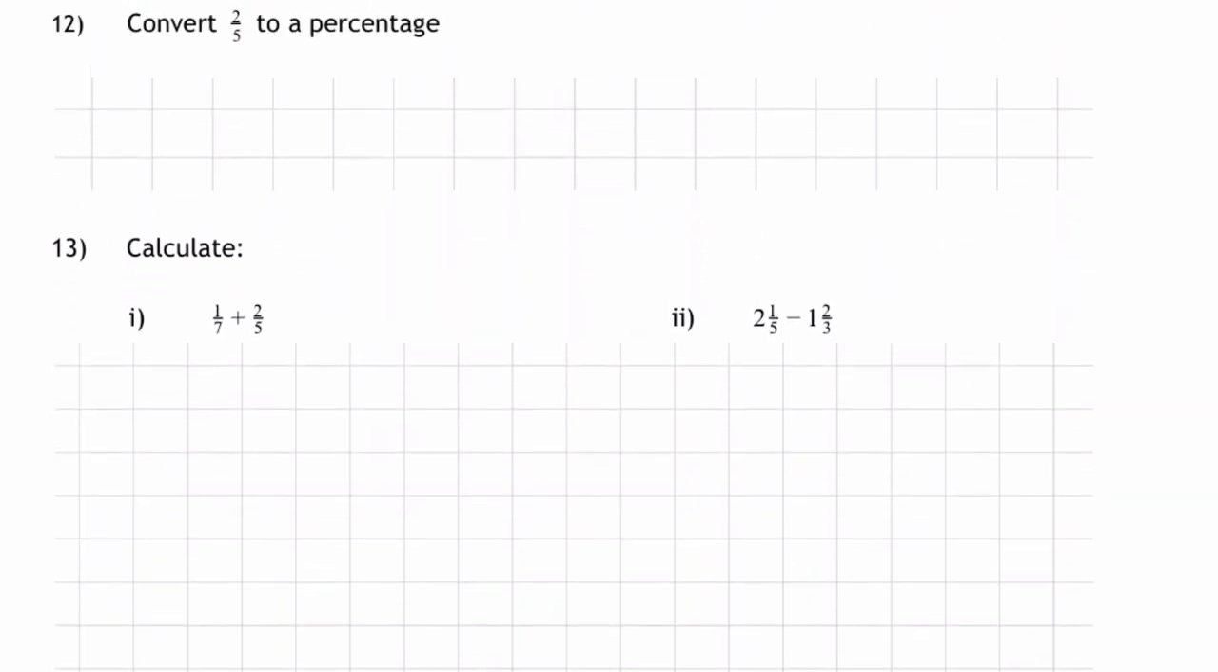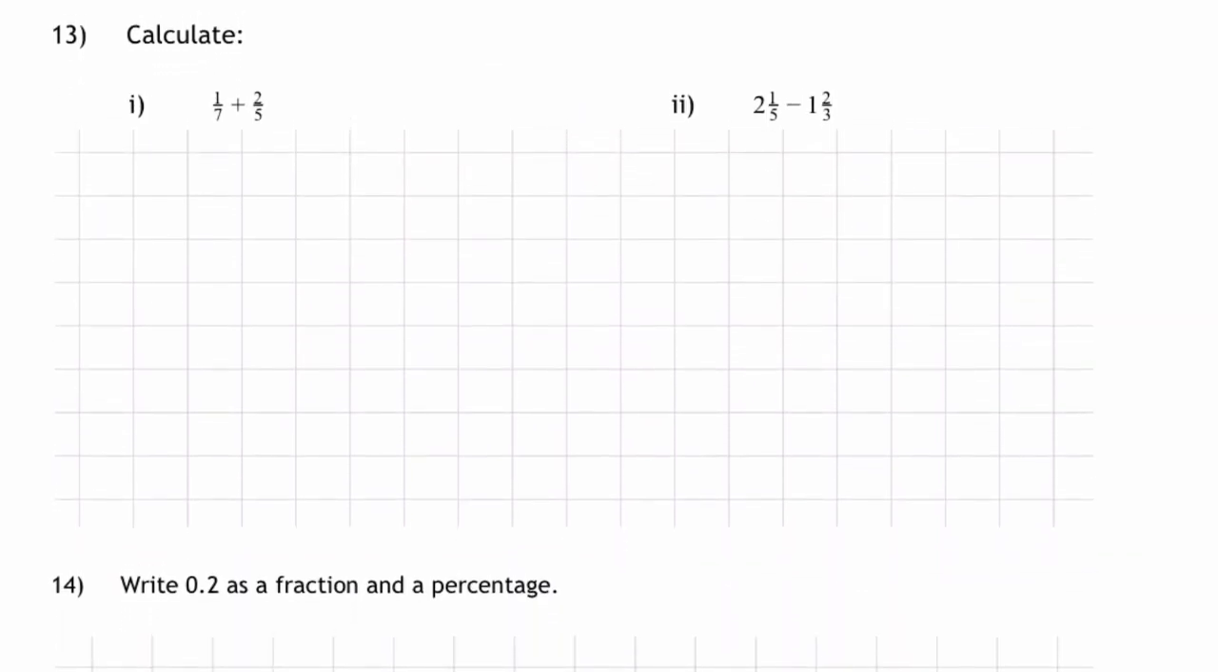Question 12, convert 2/5 to a percentage. Well, 2/5 is the same as 4/10, so just multiplying both the numerator and denominator by 2, which is 40/100, multiplying both by 10, which is 40%.